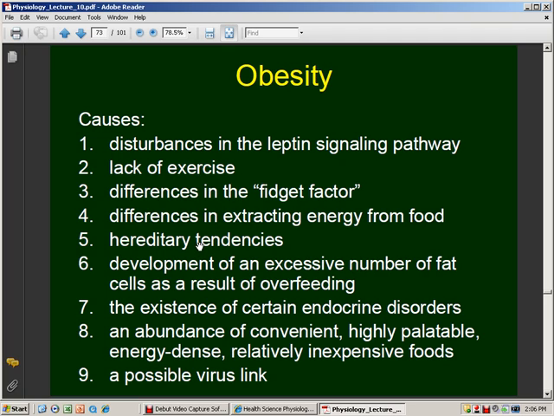Right? Hereditary tendencies, that kind of goes back here to the leptin too, but it may not just be that genetic pathway. It might be something like the extraction of the food. Maybe the genes for taking the nutrients out of the food aren't where they should be.